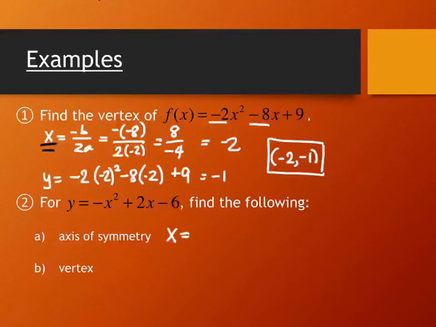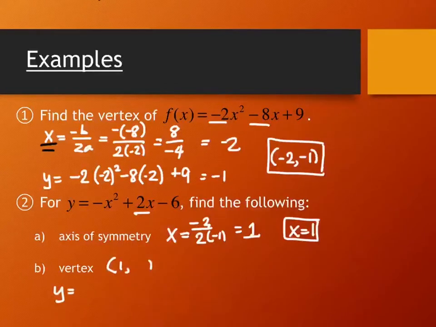So we've got x equals negative b, in this case my b value is 2, over 2 times a, and the a value is negative 1. So this is really just negative 2 over negative 2, or 1. So my axis of symmetry is x equals 1. And then also my vertex's x value is 1. We just need to find the y value, and the y value is found by plugging in the x value.